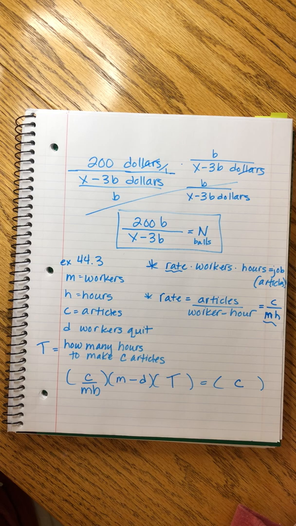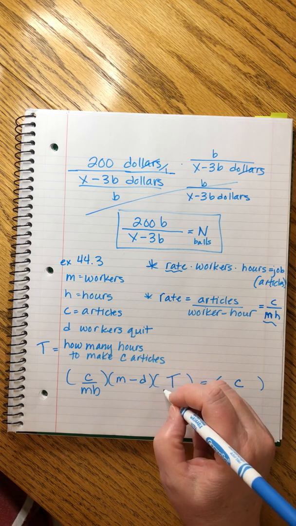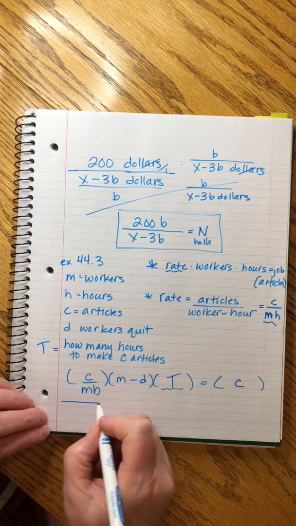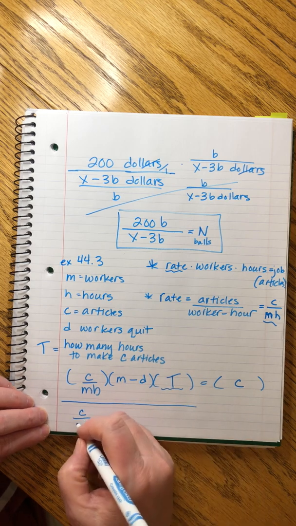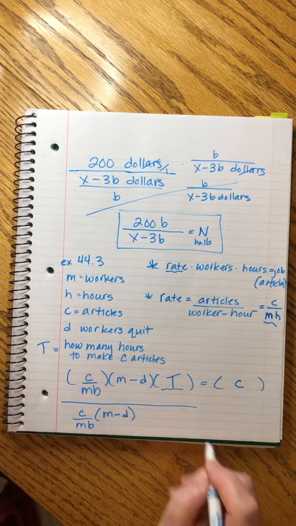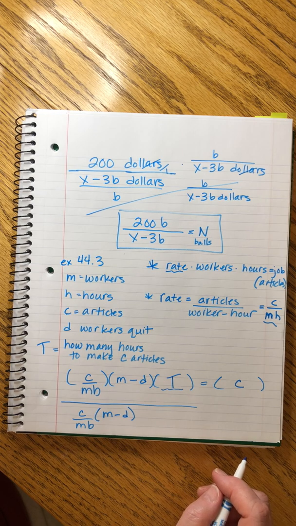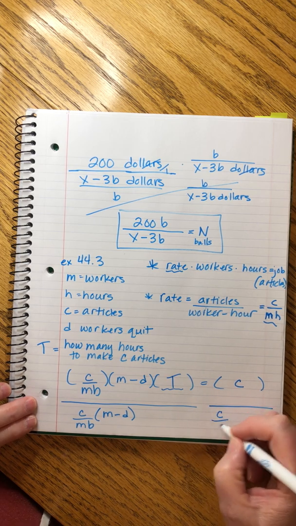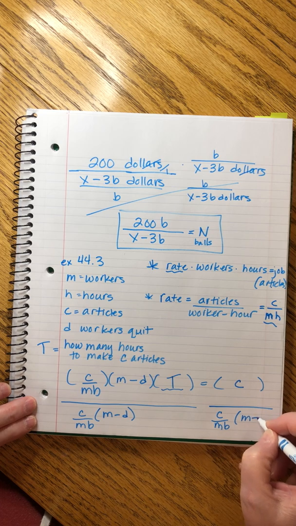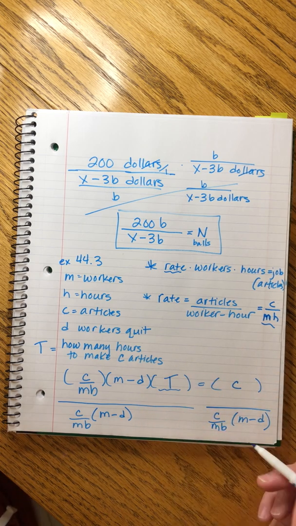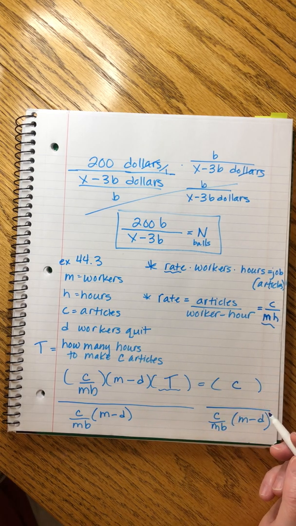All right, so now what we need to do is get this by itself. And the way that we can do that, oh Lord have mercy on us all, let's divide by this. C over MH times M minus D. Okay, and so if we divide this side, then we have to do this side. It's C over MH times M minus D. All right, so we still have to simplify this. I didn't write the words in. Oh gosh. I'll do this one without.